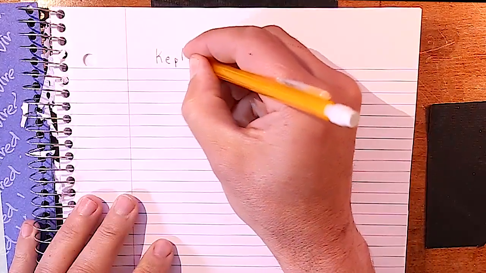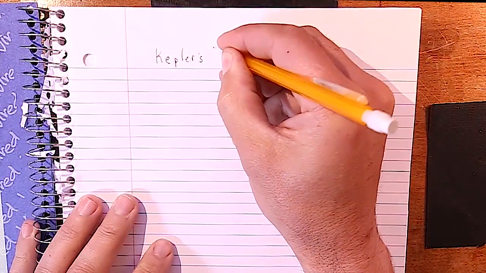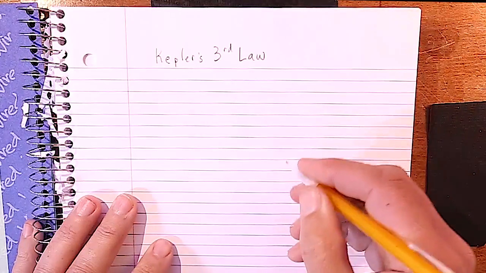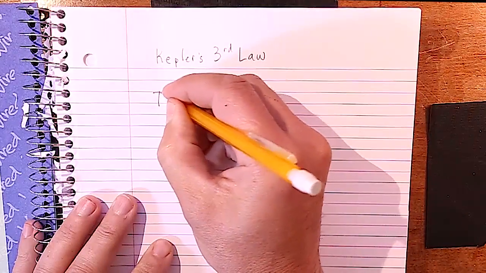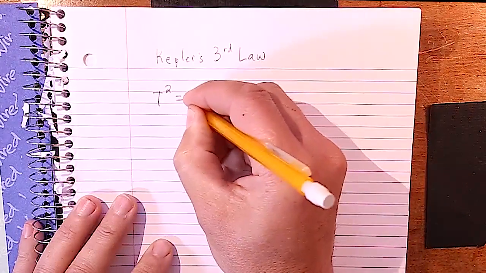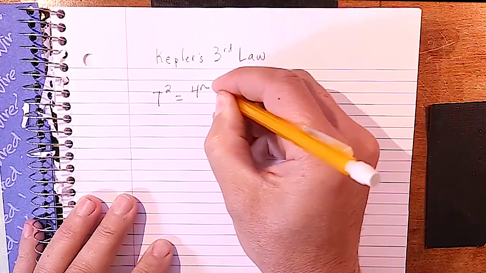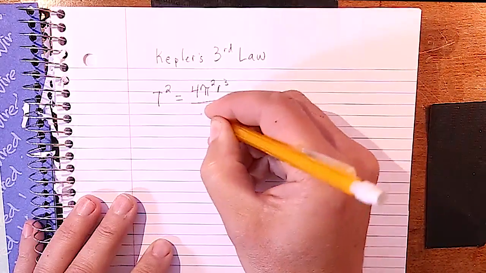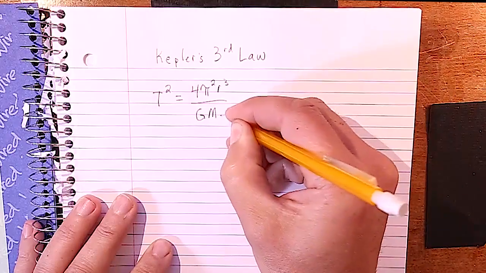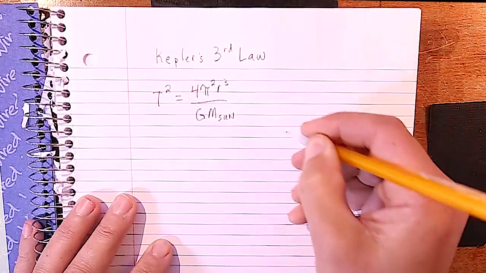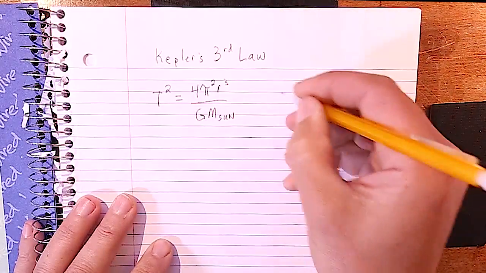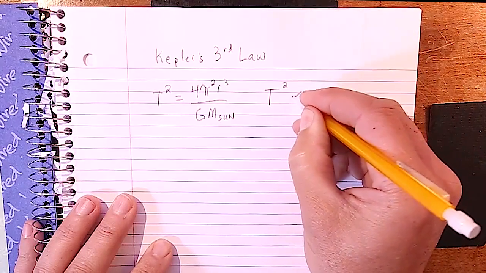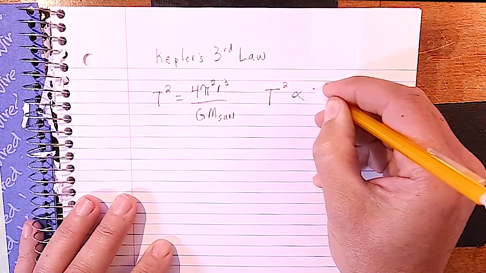Finally, we have Kepler's third law, and we already did this because we derived it, and if you need to, you can go back and look at this. We already derived T squared equals 4 pi squared r cubed over GM, in this case of the Sun. And so what's the takeaway from this? The takeaway is that T squared, the period, is directly proportional to r cubed.